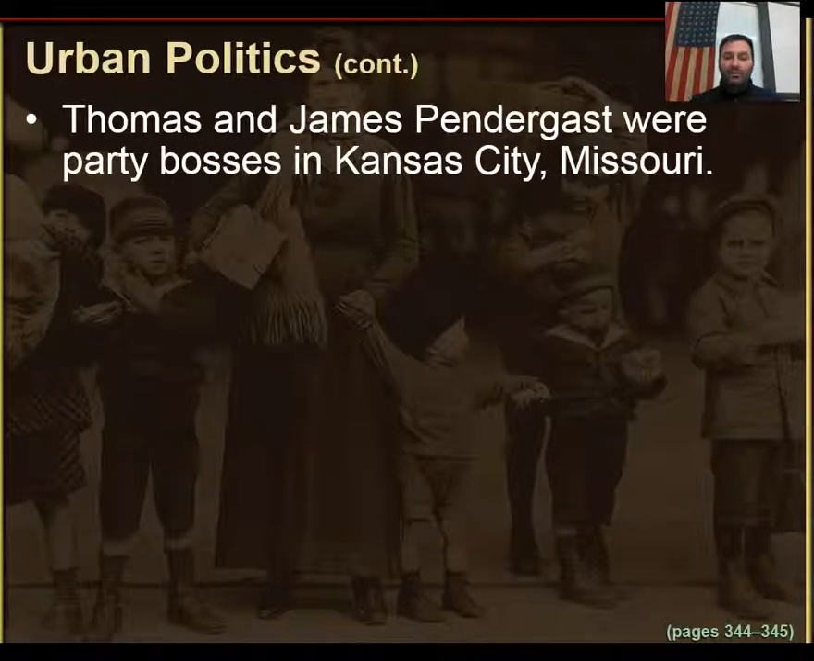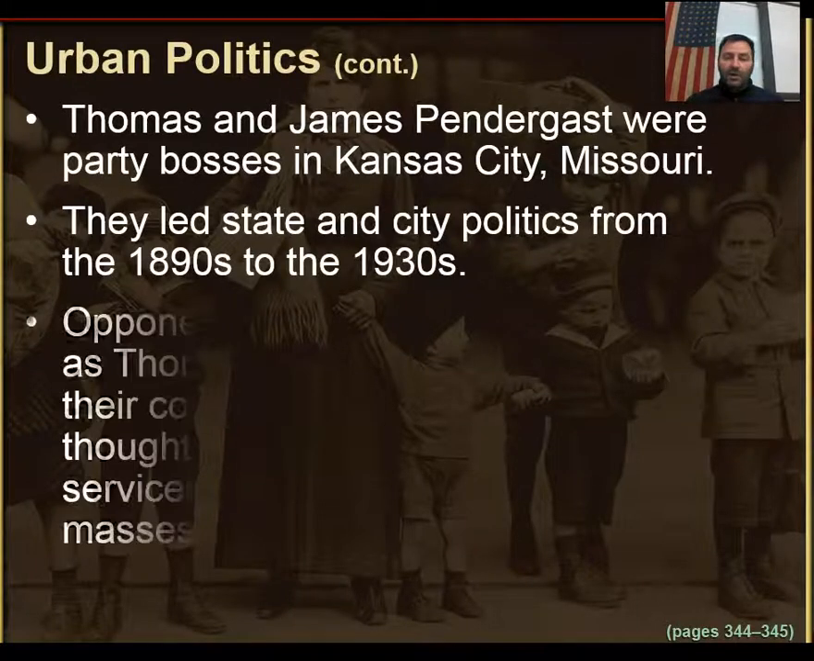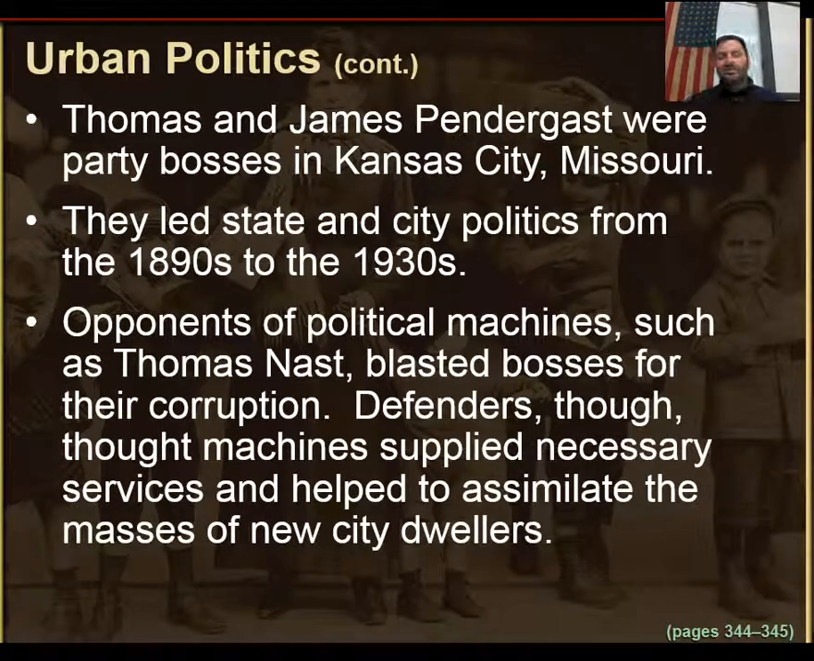Another famous group was Thomas and James Pendergast, party bosses in good old Kansas City, Missouri. They basically led the state and city politics from the 1890s to the 1930s. They're also the ones who helped get Harry Truman his start. And if you don't know who Harry Truman is, look it up. Opponents of political machines, such as Thomas Nast, would often blast these bosses for their corruption. Defenders, though, thought machines helped supply necessary services and helped to assimilate the masses of new city dwellers.